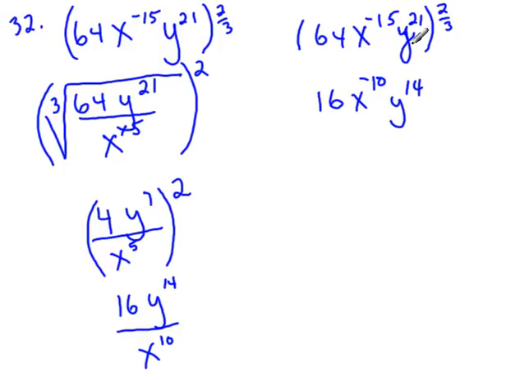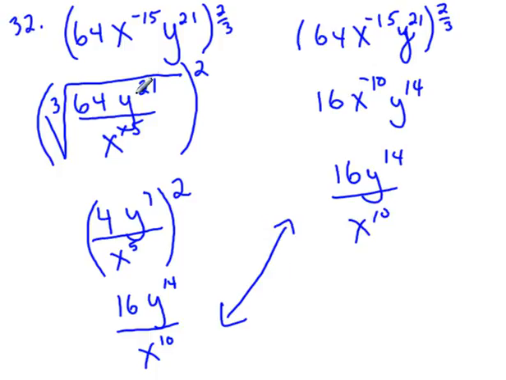Now that requires a little more head work, but if you can accomplish that, then all you have to do in your last step is take your negative exponent and move it to the bottom of the fraction. So that's 16y to the 14th over x to the 10. Same thing I got this way.